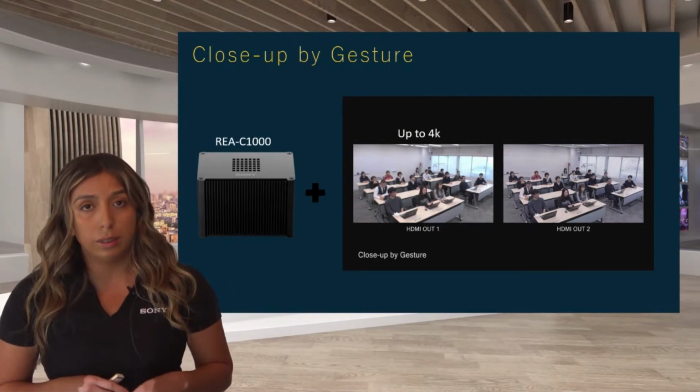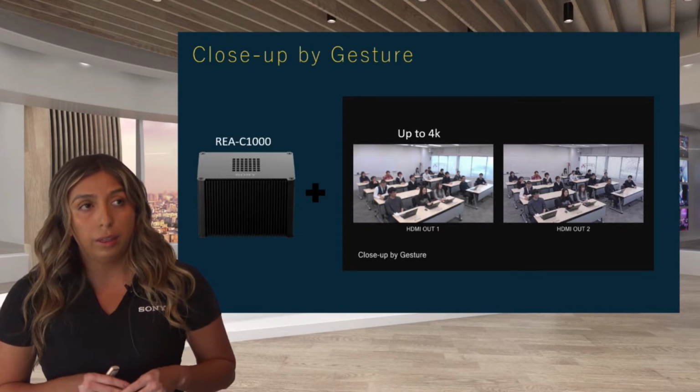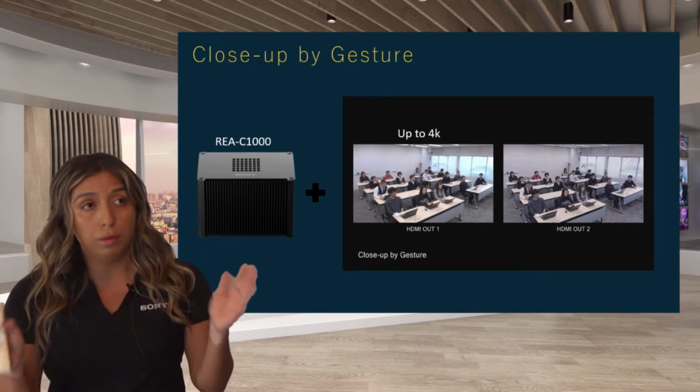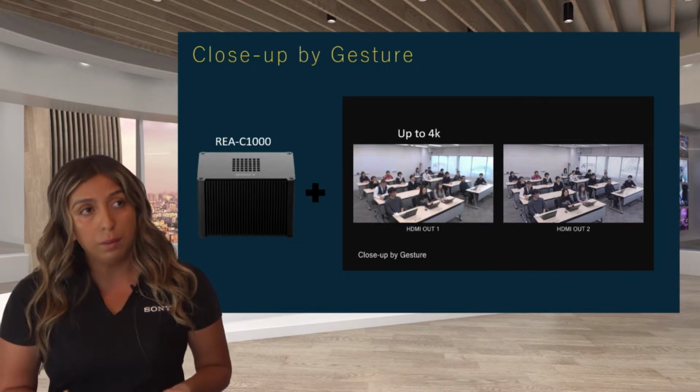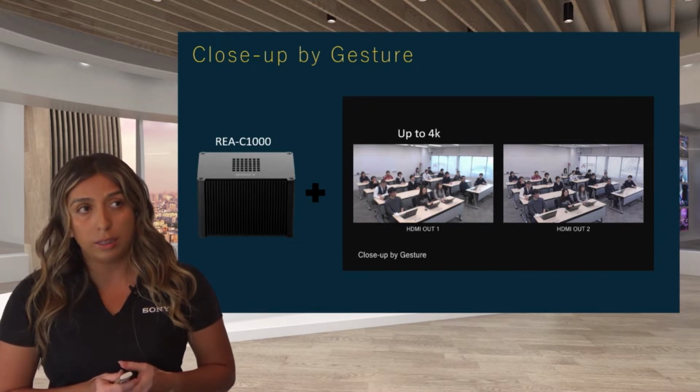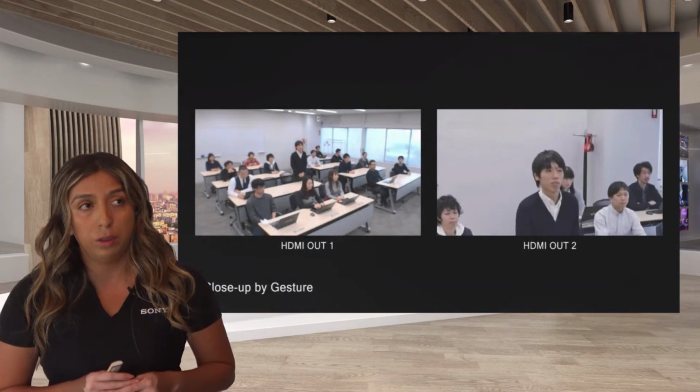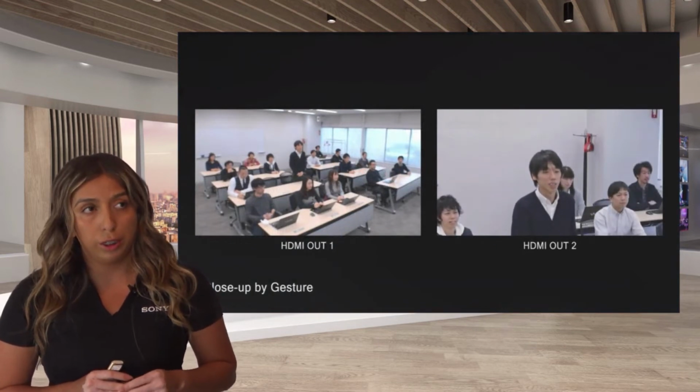The way this works is that we're taking a 4K camera, and the 4K camera sees the full scope of the classroom or auditorium. When someone physically stands up, the person will automatically get tracked in a close-up cropped view. That's why we call it close-up by gesture.